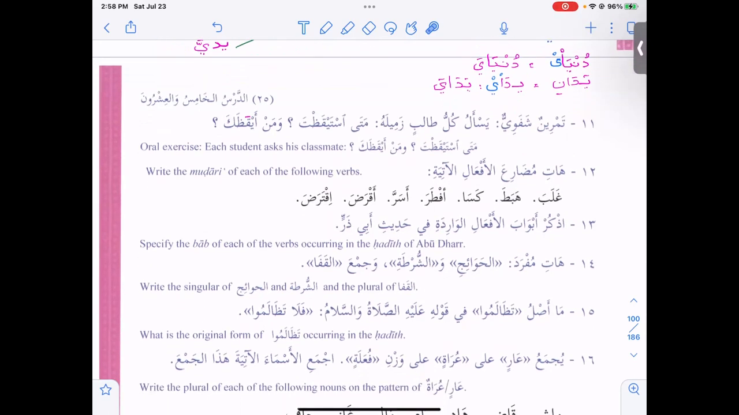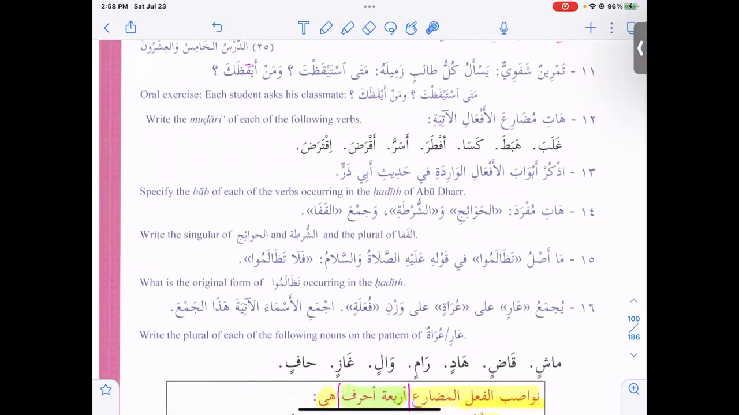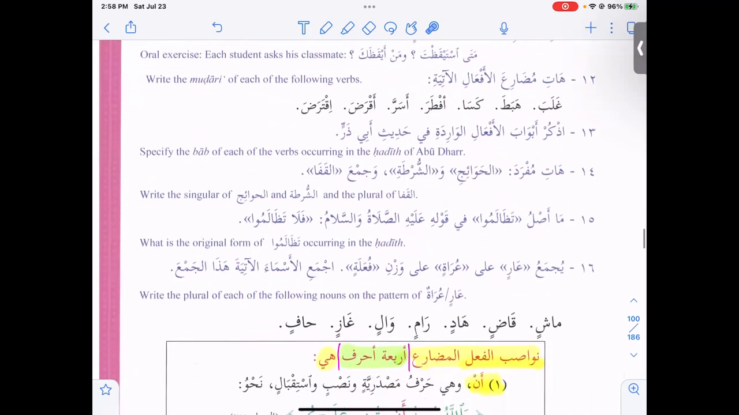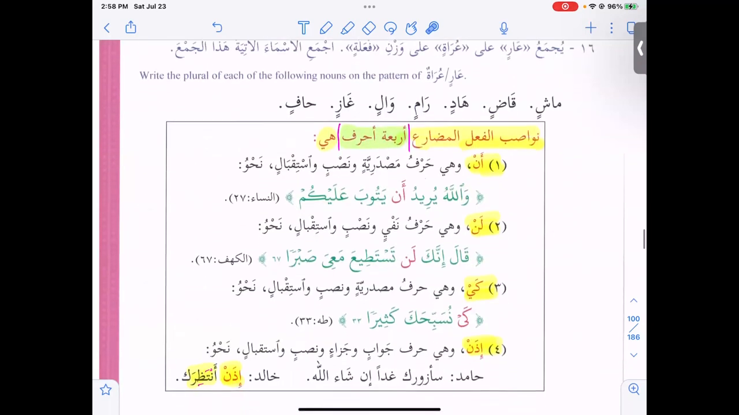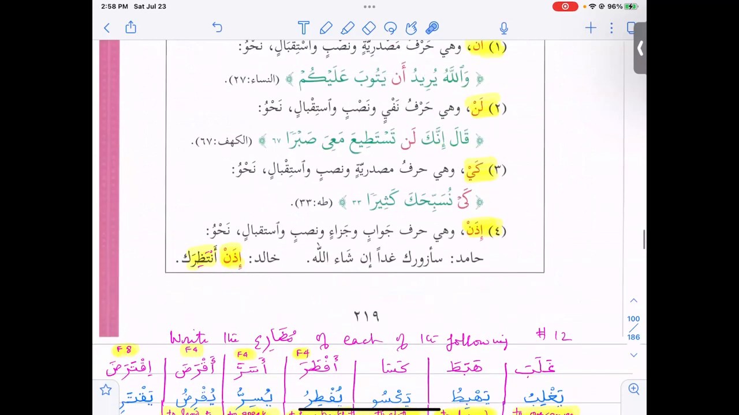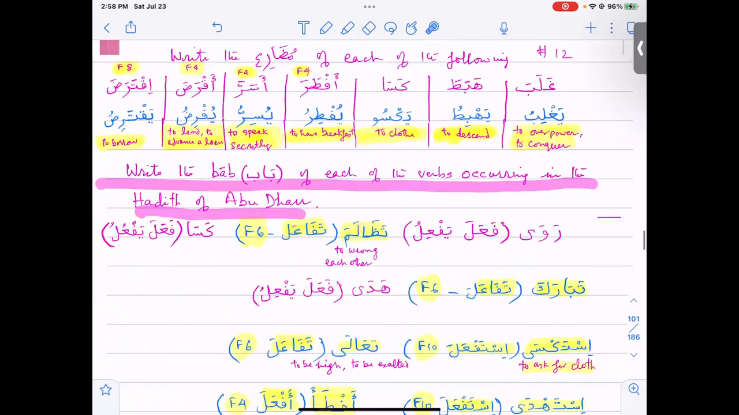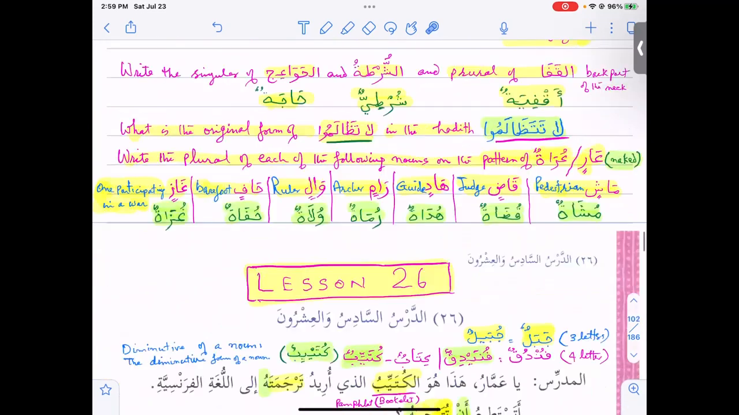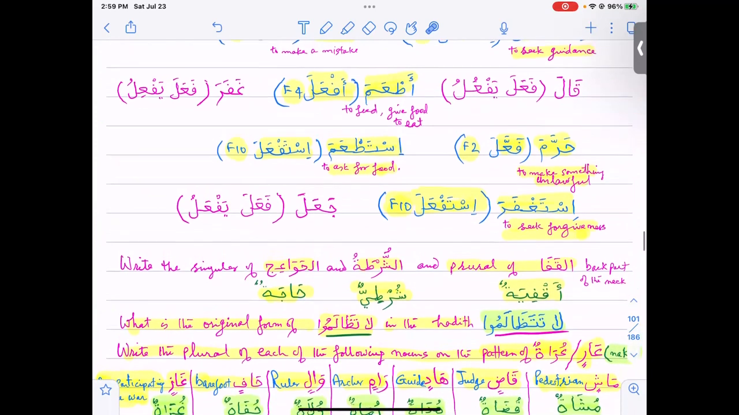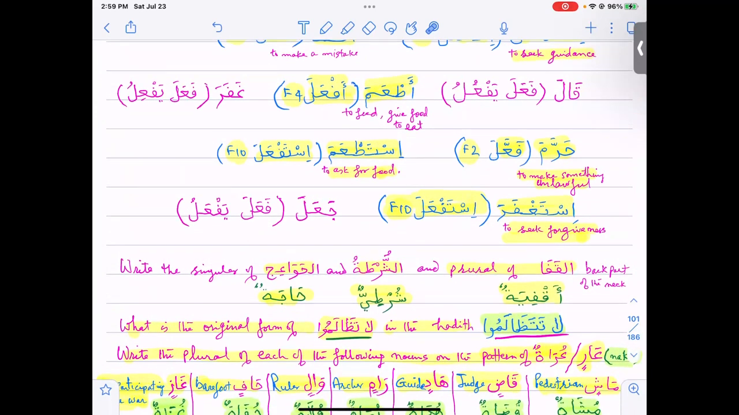Now we go to the next one. Hati mudaria of the following verbs. And then, if you remember, we had a hadith by Abi Darin in the beginning. So now I am writing all this separately. I am going there. That will end the lesson, inshallah. And we'll start lesson number 26. Very interesting lesson. Very beautiful, very interesting.